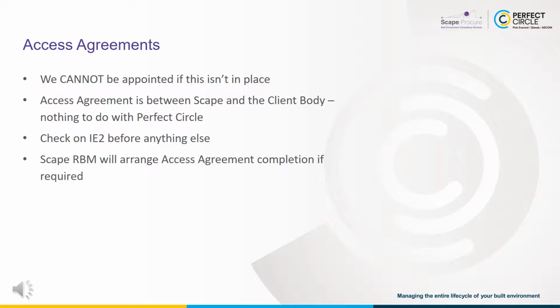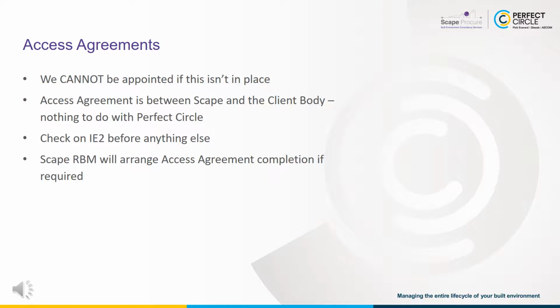They will need to know the client contact name and some details on the project being considered. If it's urgent, then the access agreement can often be completed by an exchange of emails, but it is commonplace that the Scape RBM will arrange to meet the client to ensure they're fully briefed on Scape, its benefits and its frameworks. Commonly, a Perfect Circle representative would also be in attendance to provide context in terms of the specific opportunity in question.